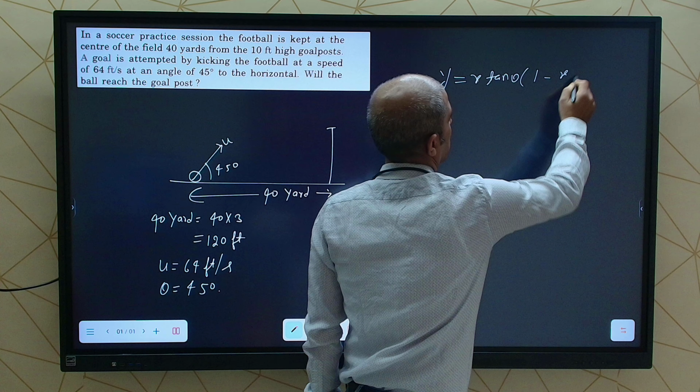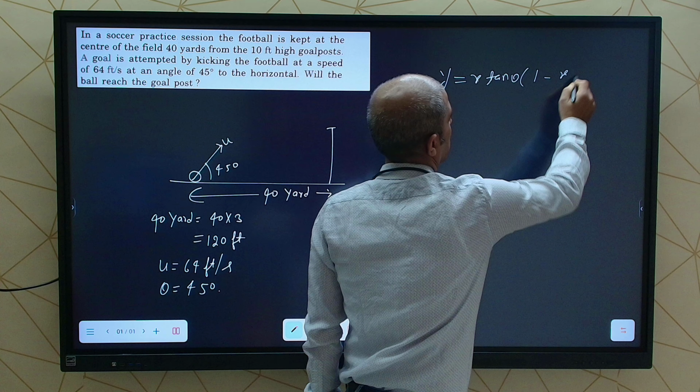In a soccer practice session, the football is kept at the center of the field, 40 yards from the 10 feet high goal post. A goal is attempted by kicking the football at a speed of 64 feet per second at an angle of 45 degrees to the horizontal. Will the ball reach the goal post?